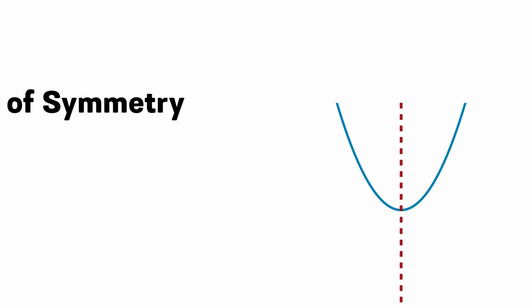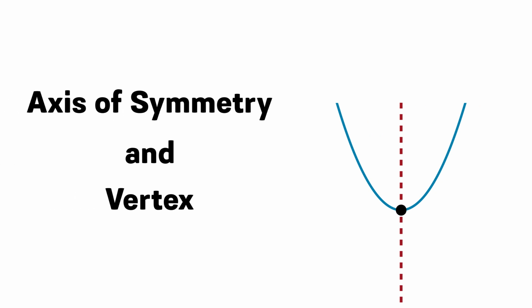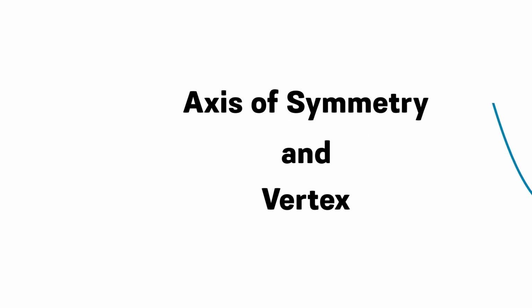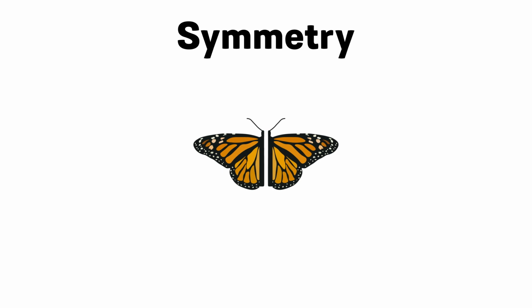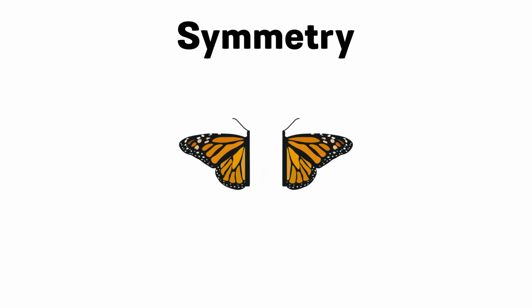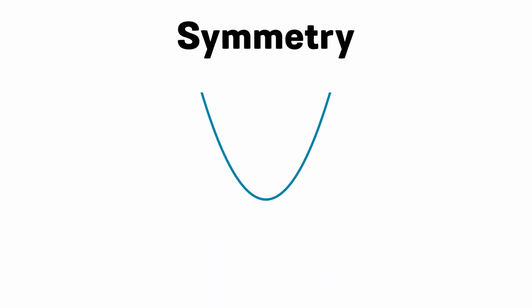One key feature of parabolas is the fact that they have symmetry. If you remember from previous grades, symmetry is when something can be split in half and be the same on both sides. For example, a butterfly has symmetry because it looks the same on both the left and right. It's the same with parabolas. We can split them in half and they look the same on both sides.